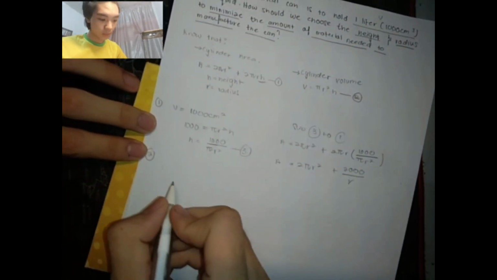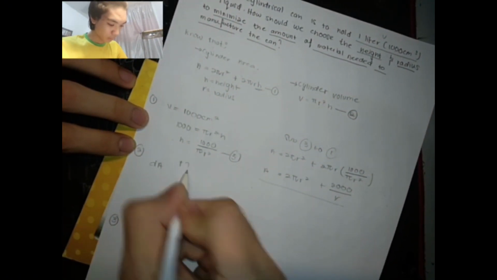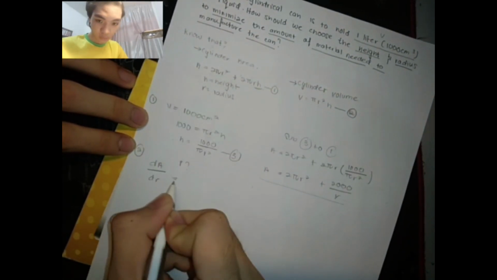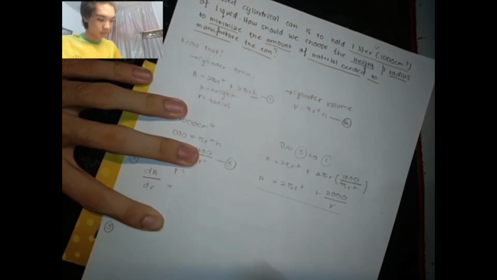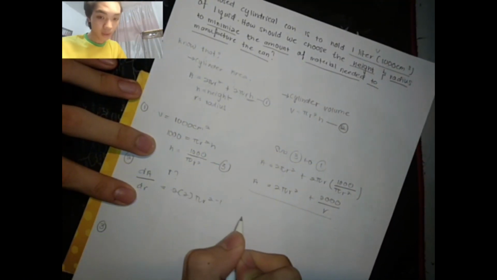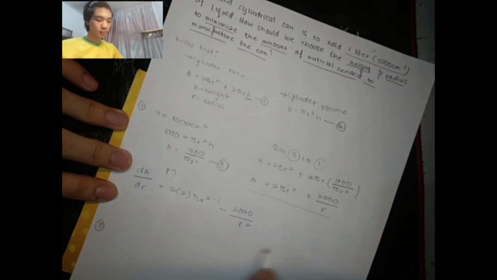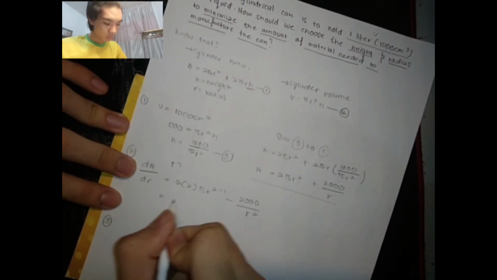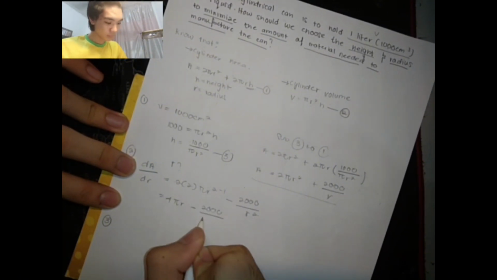Right. So to find the value for r, we need to differentiate this. So dA over dr is equal to 4 pi r. We differentiate one by one, right? So 2 pi r squared, and minus 2000 over r squared. With this we got 4 pi r minus 2000 over r squared.